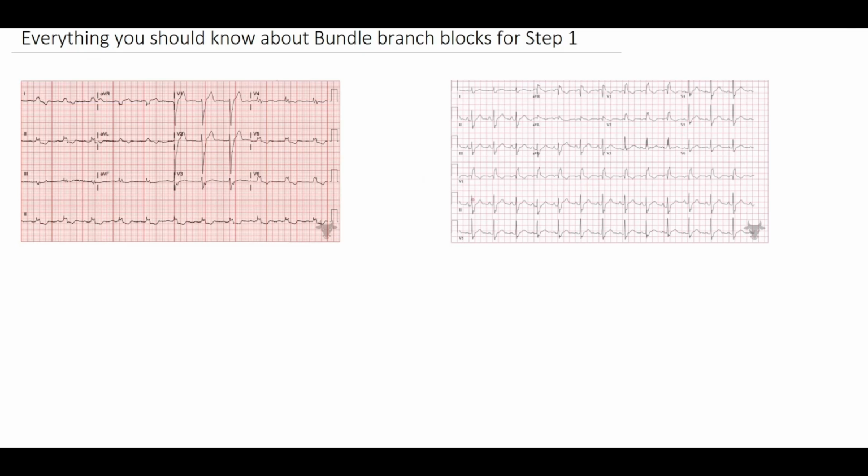So for bundle branch blocks, you don't have to know much. All you have to know is that you have to look at the QRS complex, right? You're given an ECG for a bundle branch block. What you're going to look for is the QRS complex. What is the issue with the QRS complex?